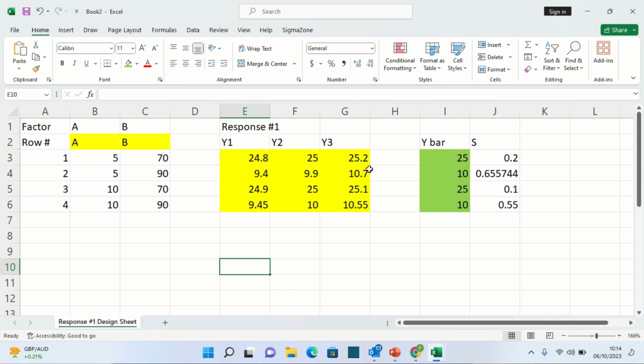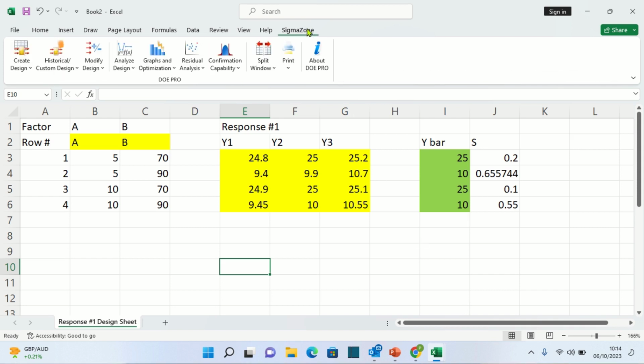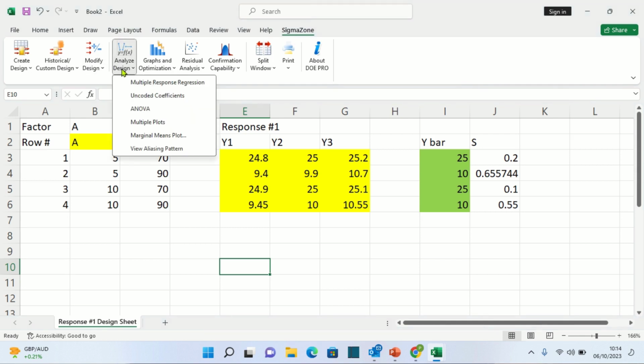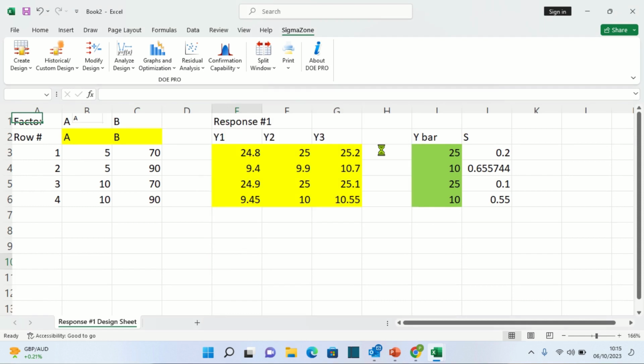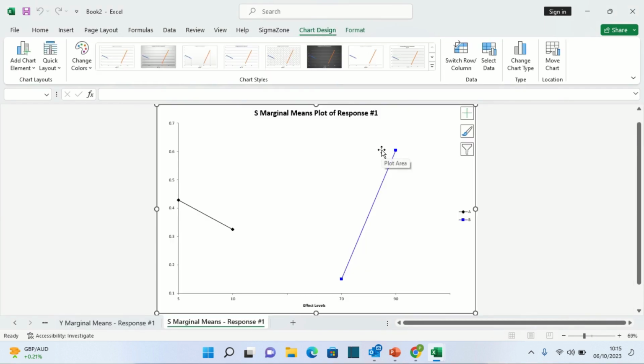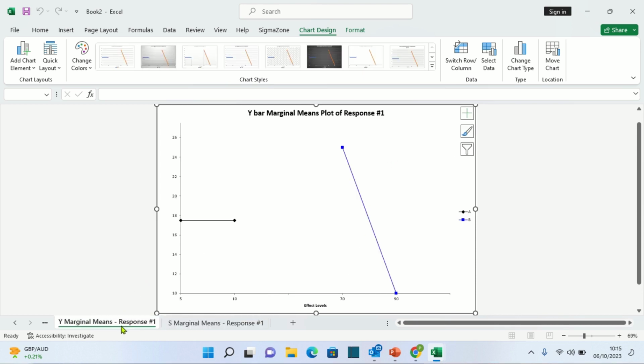Let's do the analysis that we just did by hand. SigmaZone, analyze design, marginal means plots. Click on that. Now it says, what plot do you want? Do you want the Y, the S, or both? Well, why don't I ask for both and click OK. The first one that it shows me, it always defaults to S. I'm going to go back to Y so we can see the one that we drew.